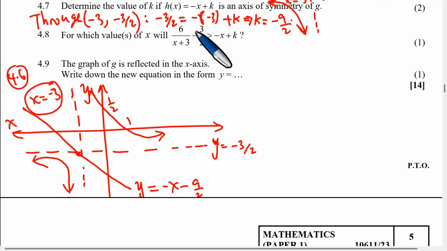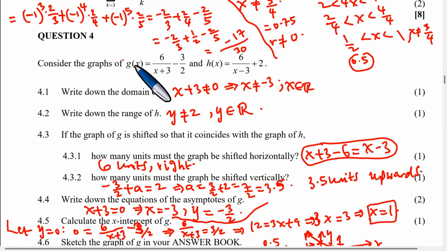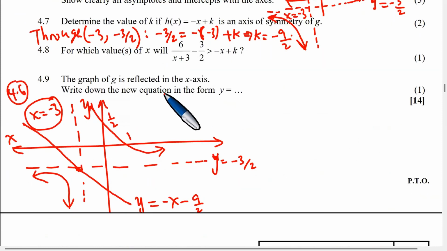The 6 over X plus 3 minus 3/2, what is 6 over X plus 3 minus 3/2? It is G. So then it means you have G of X is bigger than minus X minus 9/2. We got K to be minus 9/2. So we're looking for where the function G is above this line. Where is this graph above this line? This is the line minus X minus 9/2.